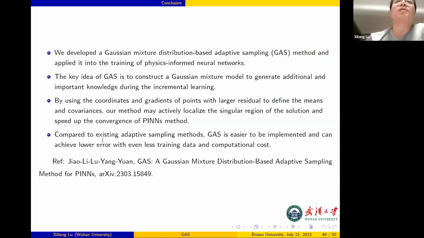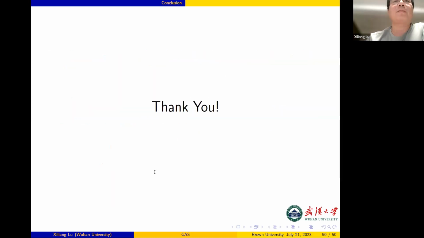Compared with some of the existing sampling methods, our proposed method is easier to implement and can get better results. Here is a reference. It's on the arXiv already, and there are more details in the arXiv paper. And thank you. Thank you, Professor Lu.